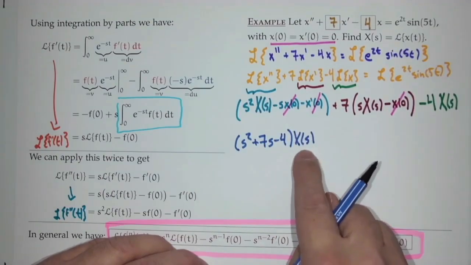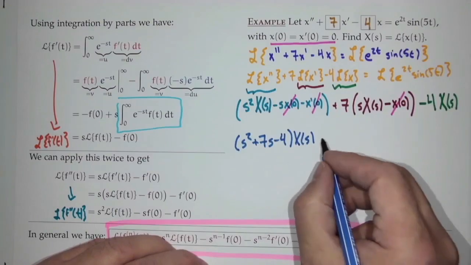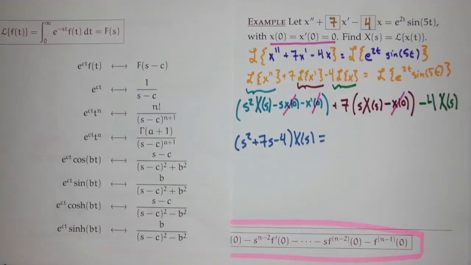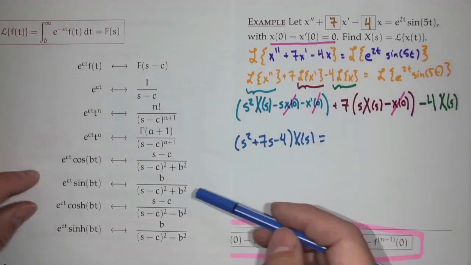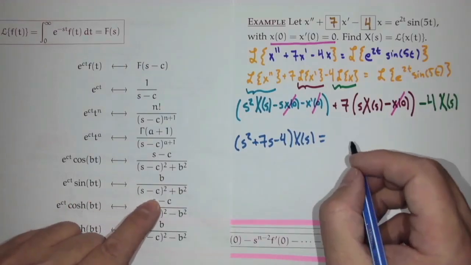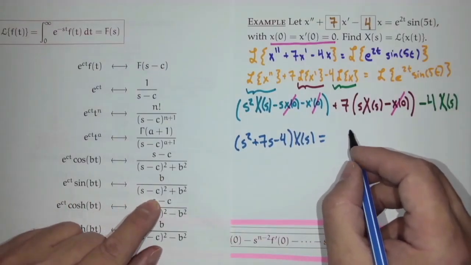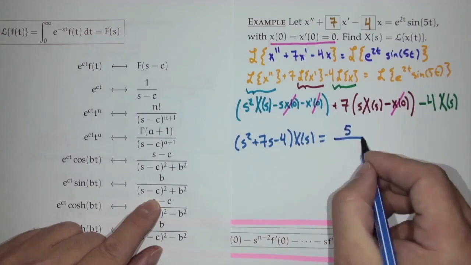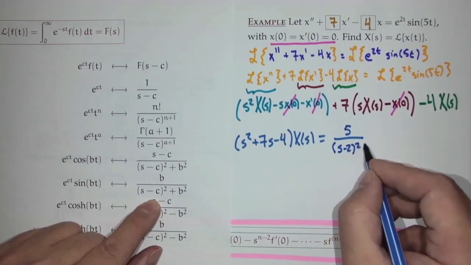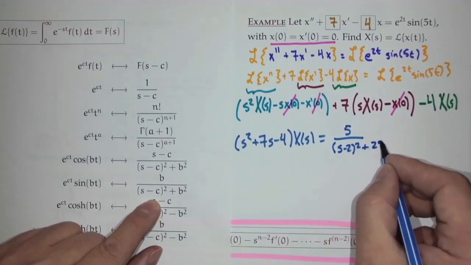And remember, that's what we're trying to solve for. It equals something. Well, what haven't we done yet? Yeah, this stuff on the right. So we go back to our table. Is this on our table? Yeah, it's here. e to the 2t sine of 5t is equal to what? 5 over s minus 2 squared plus 25.